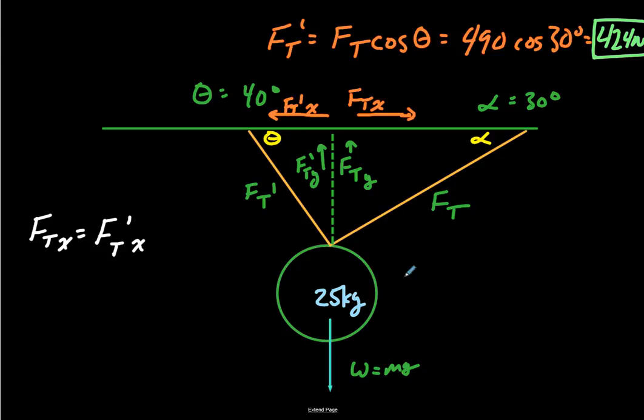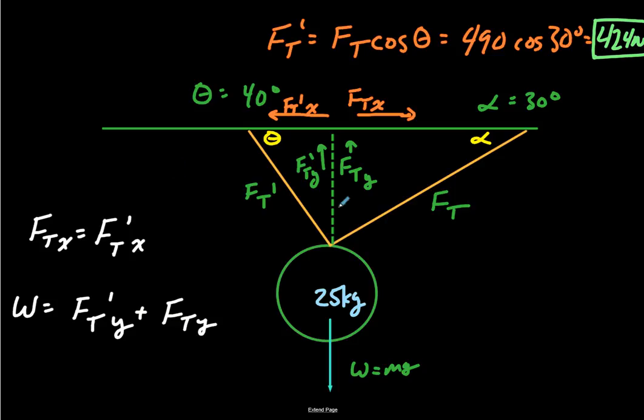We know that because there's no acceleration left or right. This object is sitting still. So then we could say that the weight must be counteracted by Ft prime y plus Fty. Okay. So we're not really interested in the values of these x's. What we really want is Ft and Ft prime. So we're going to write these in terms of Ft and Ft prime.